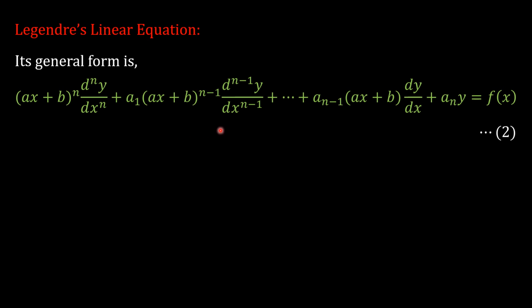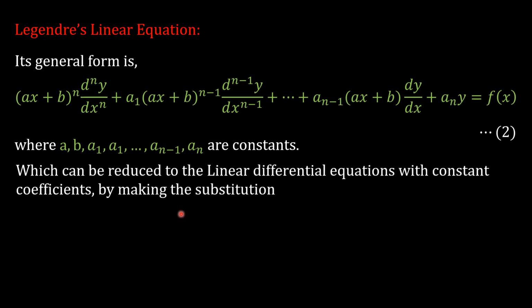So here we have called it as 2, where these a, b and all the ai's are constants. So again this differential equation will be reduced to the linear differential equation with constant coefficients by making the substitution ax+b as e^z. Therefore z is equal to log of (ax+b). Now again we will obtain the dy by dx, but here, just by comparing with the previous case, we are going to note down the formulae.